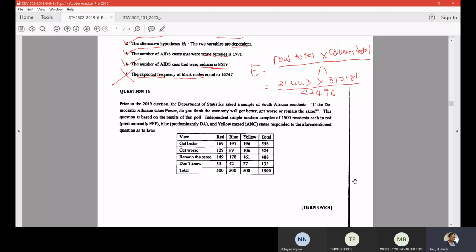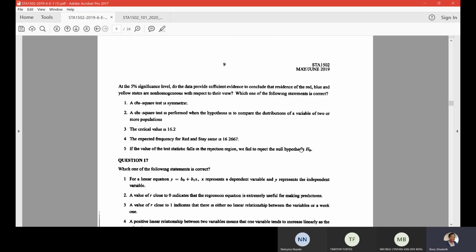So we're given a table. So still, this is also a contingency table. And what are they asking us? At 5% level of significance, do the data below, is it sufficient to conclude that the residents of red, blue, black, yellow states are homogeneous with respect to their views? So now here is more like they're asking you what is the chi-square test, asymmetric.